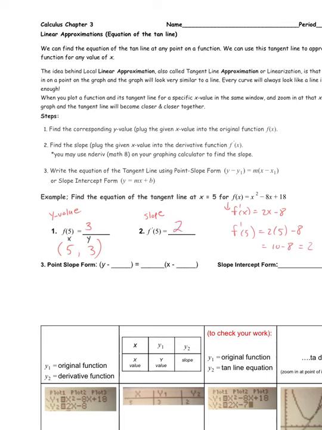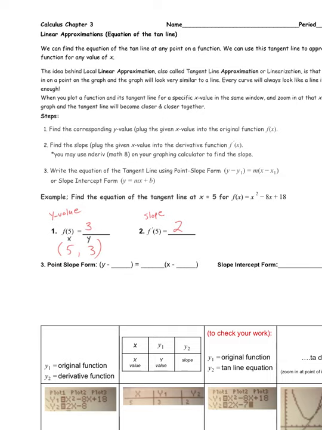I can also use my calculator to find that. Look over here. Down in y2, I punched in my derivative, 2x minus 8, and right here, there's my slope, 2. So by all means, use your calculator table to find your y value and your slope. Okay, now we're ready to write our equation, step 3.